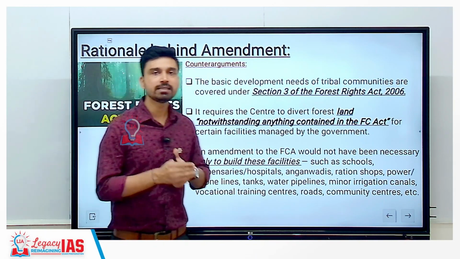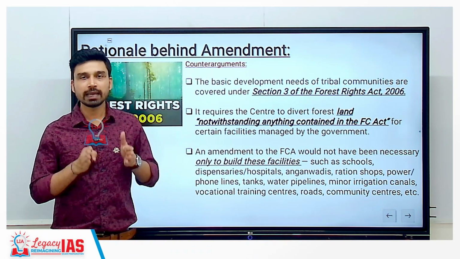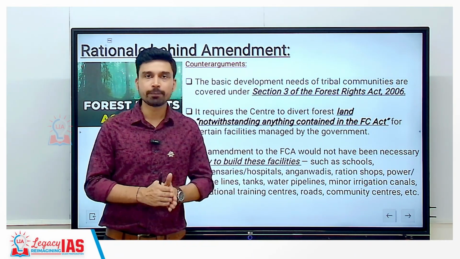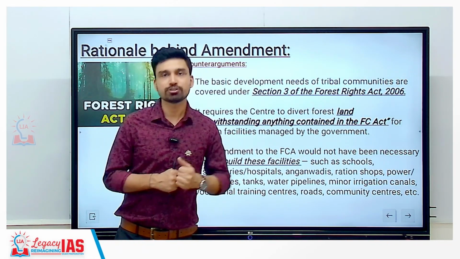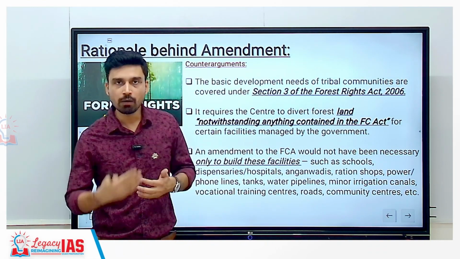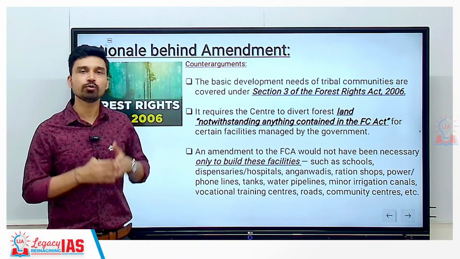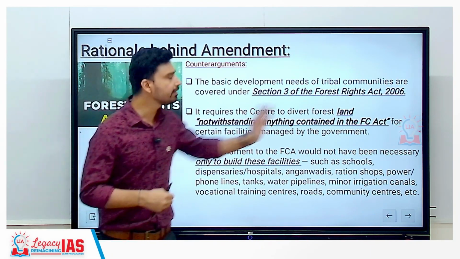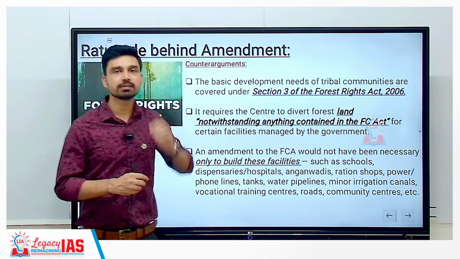To understand this, basically we have two acts. First is the Forest Conservation Act that aims for protection and conservation of the pristine forest areas. At the same time, in 2006, the government came up with the Forest Rights Act, and section 3 of the Forest Rights Act gives the government power that if development is necessary, indeed required for improving the life of the people living in forest areas, notwithstanding anything contained in the FCA, the government already has this power to divert the forest land for development.